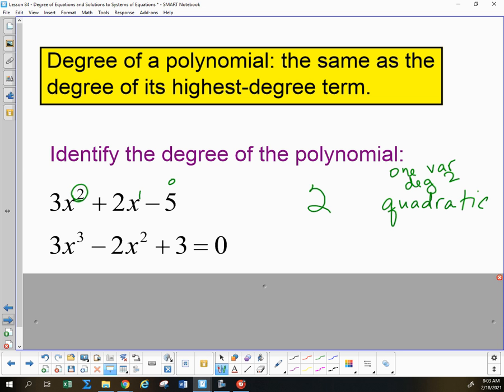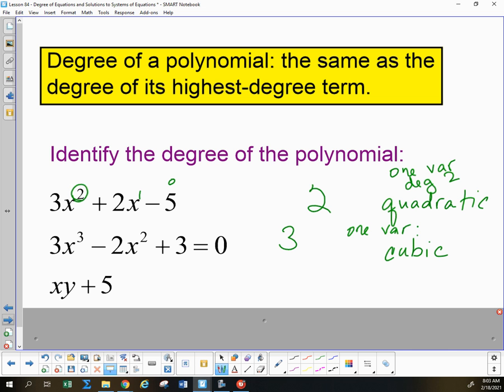Okay, this one, what's the biggest degree for you guys here in class? Shout it out. 3 is going to be our biggest degree, and if we have one variable and it is degree 3, we call it a cubic equation. Okay, now this one, what's the degree for the xy? It's going to be 2 because there's an x to the 1 and y to the 1, and the degree of 5 is 0 because there's no variable. So this is degree 2, but we don't call that a quadratic because we have 2 different variables in it.